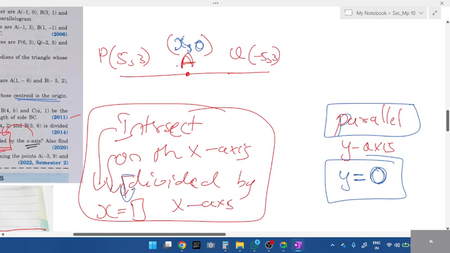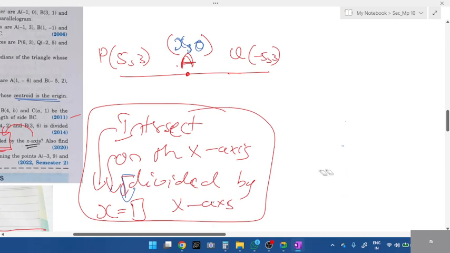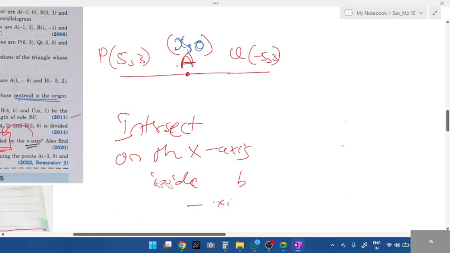Intersect on the x-axis, divided by the opposite of intersect. On the x-axis or divided is parallel, student. The word is parallel. So in the question, x-axis is given, which means it should be parallel to the y-axis. If it is parallel to the y-axis, y is equal to 0. x comma 0 is what we need to take. That is the coordinate of the point A, x comma 0. Is it clear? All of you understood?